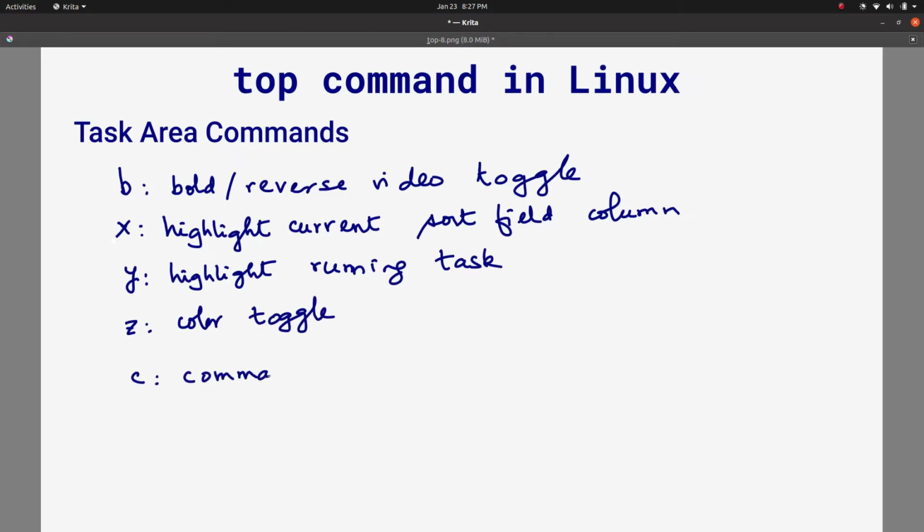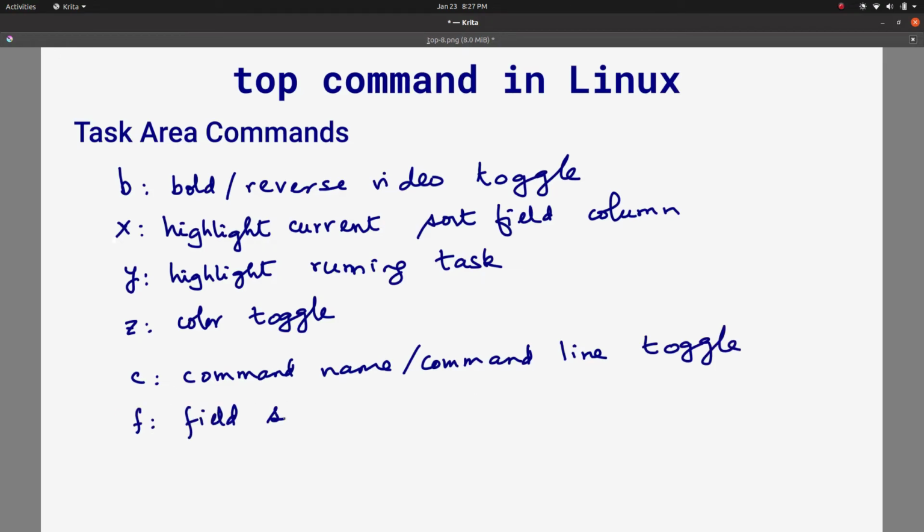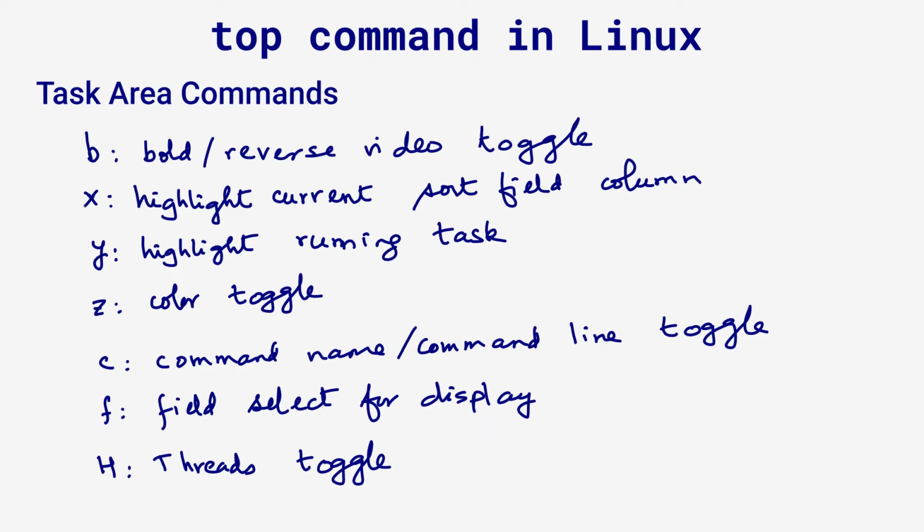C is for command name, command line toggle. By default, command name is displayed, and you can change it to command line by pressing C and vice versa. F is for field select. When you press F, you are presented with a list of fields. You can move a field up and down by first selecting it with right arrow and then use up and down arrow. You can commit its position with left arrow or enter. You can toggle the display of a field with D or space key and leave the field selection screen with escape or Q for quit.